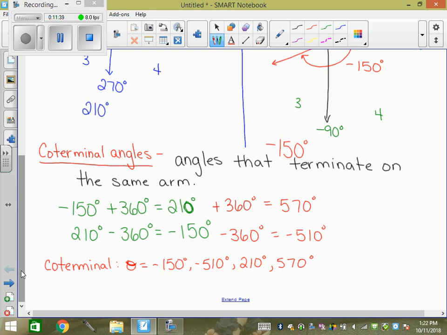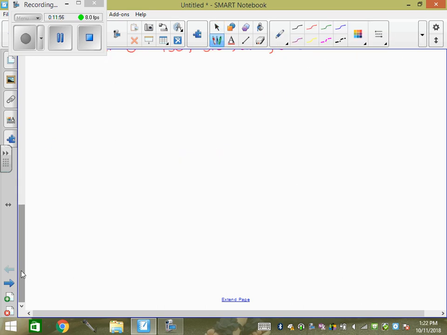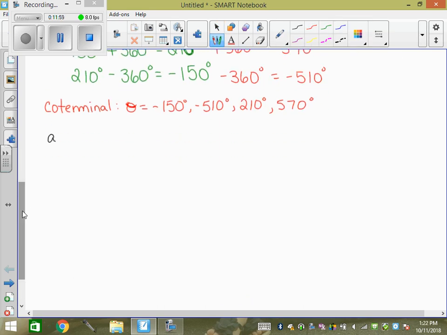Or they give you a restricted domain, and they say between 360 and 720. Or they say between negative 360 and 0. Then your answer would be negative 150, right? So they can restrict your domain. So that's coterminals. I want you guys to sketch these. I want you to sketch them and then give me two coterminals.